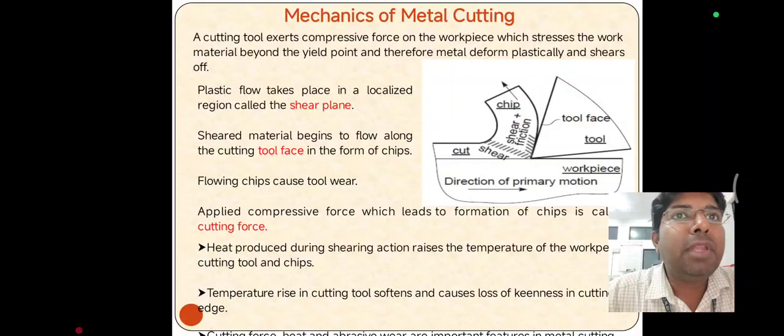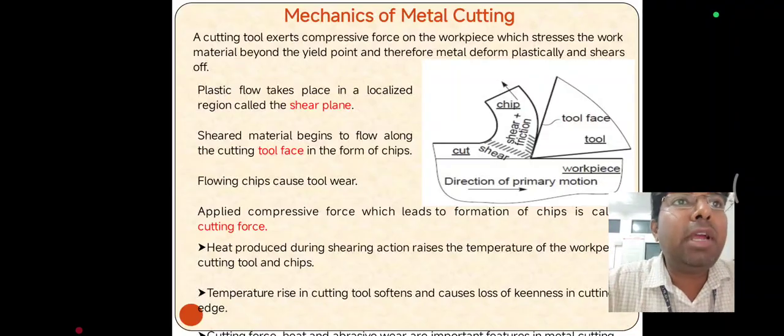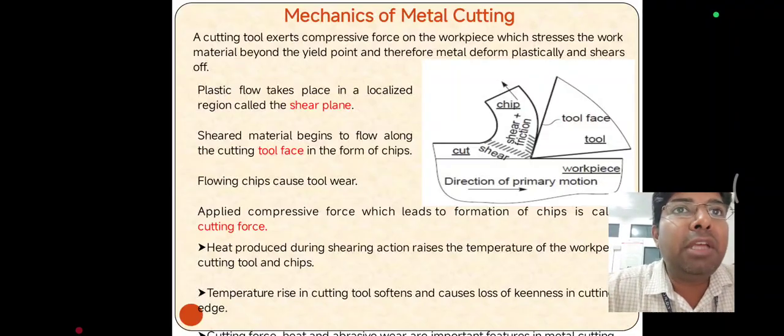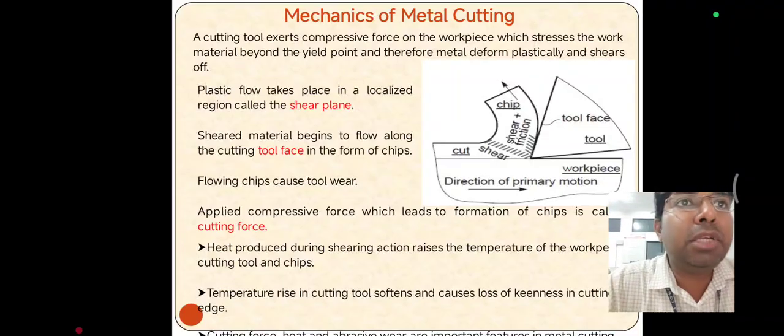Now, the force that causes the chip formation, the applied compressive force, is also known as the cutting force. This force is essential because it directly influences the power required for cutting and affects the tool life. During the shearing process, heat is generated, raising the temperature of the workpiece, the cutting tool and the chip itself. This temperature rise is crucial because it can soften the cutting tool, leading to the loss of keenness or sharpness in the cutting edge. That's why managing heat and understanding its effects are vital in the metal cutting process.